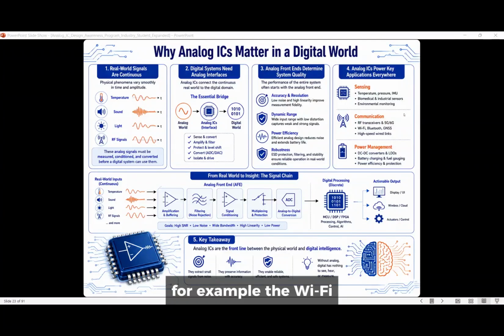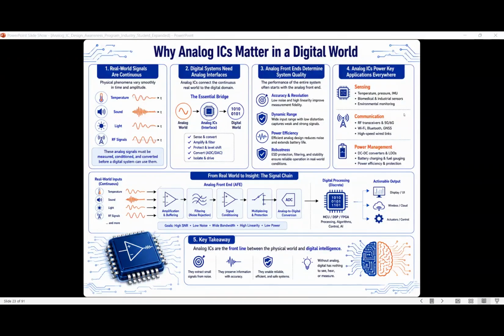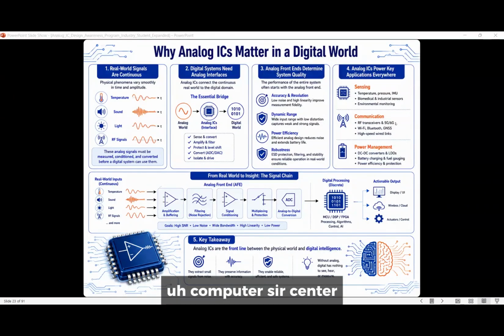For example, Wi-Fi, Bluetooth, GPS or GNSS, and also data link. Data link is commonly observed in the data center, for the very high speed communication between different servers or computer centers. So high speed wire link, I think some of you have already heard, is a very well paid job right now. But it's also rather difficult because the requirement for this job is rather high.